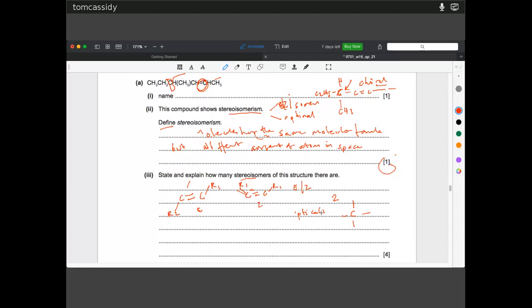When you have a chiral carbon, then you have 2 optical isomers. So we've got 2 isomers from this isomerism, they're EZ isomers, and you've got 2 optical isomers. So altogether, you've got 4 stereoisomers from this compound here.